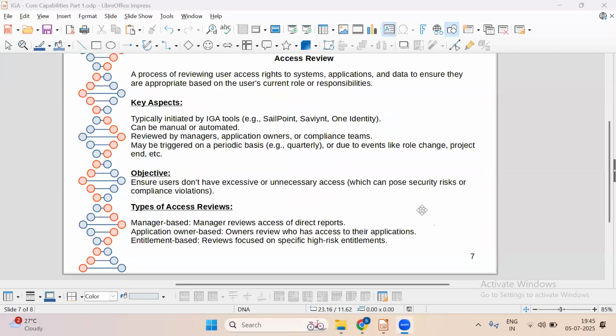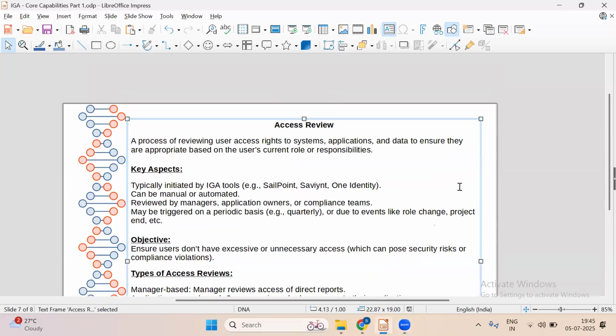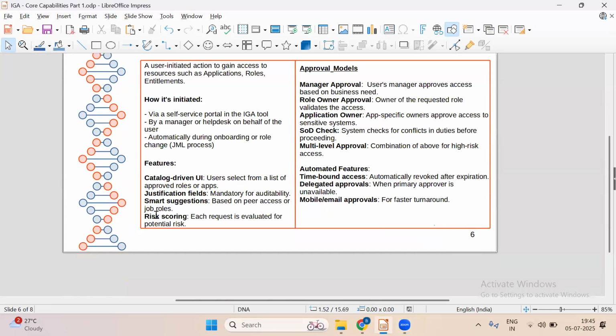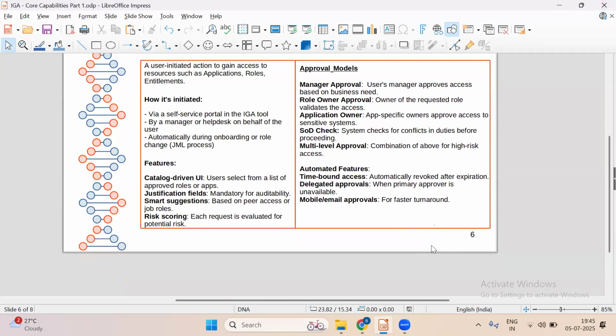Sorry, what is that one? Yeah, risk scoring and SOD. I'm not sure whether one session should be good enough for that, but I will try my level best to make sure that these two topics can be covered in a single session. So stay tuned for the upcoming session.